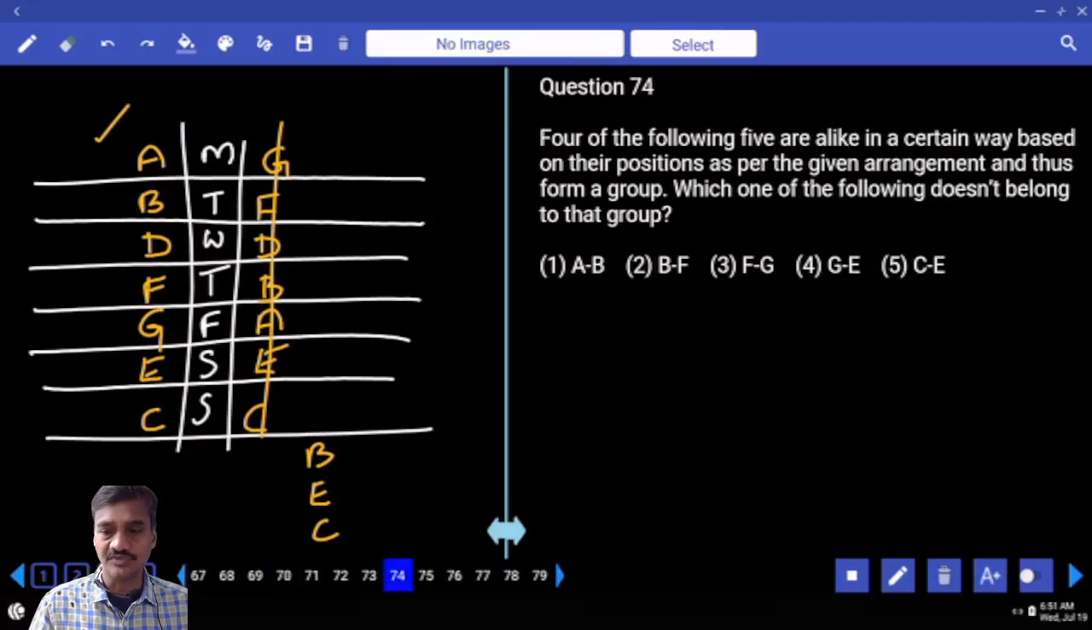The next one, 74. 4 out of the following 5 are alike. Now, is this based on the question? Yes.